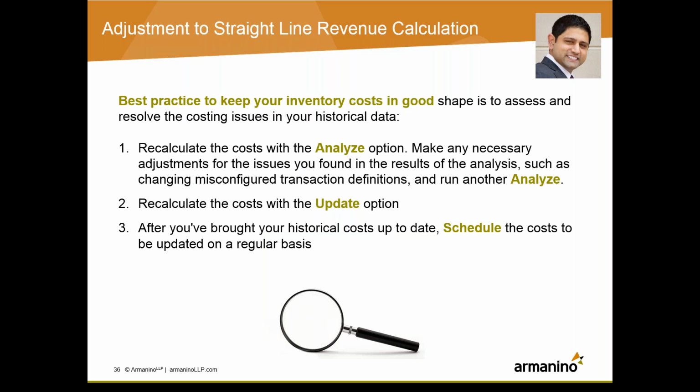Best practice, how do we keep our inventory costs in really good shape? Well, here's the three-step plan where you're going to use the recalculate the costs functionality and hit the analyze option. Analyze is going to do what I had mentioned around pulling out that CSV template to show you everything that differed from the original transaction, anything that's misconfigured transaction definition-wise, and allow you to run that analysis and then go in and have an update option. So it's going to be available to update, and then you can run that analysis again and make sure that it's correct. And then you can go out and schedule this to be calculated on a recurring basis.